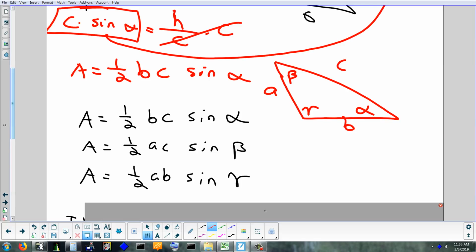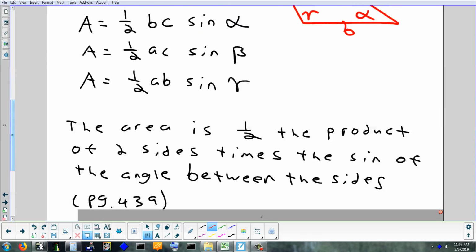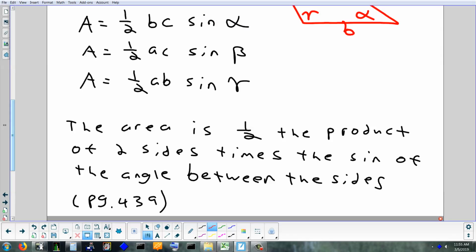I'm just using different sides. But the idea is if you want to find the area of a triangle and you don't know the height, but you know 2 of the sides and the angle between them, you can use this formula. And this is the general idea. The area of a triangle is half the product of 2 sides times the sine of the angle where they meet.